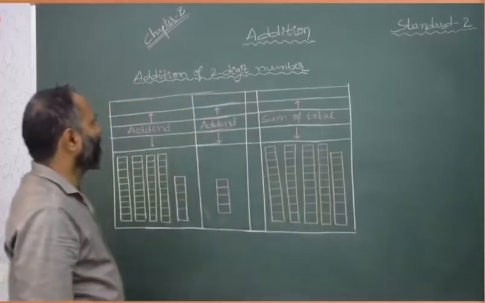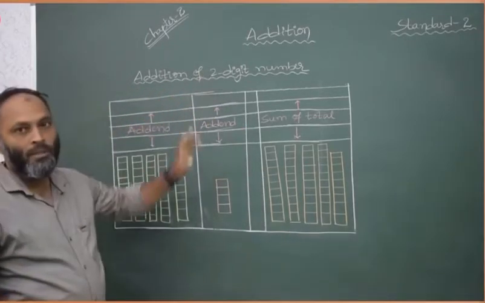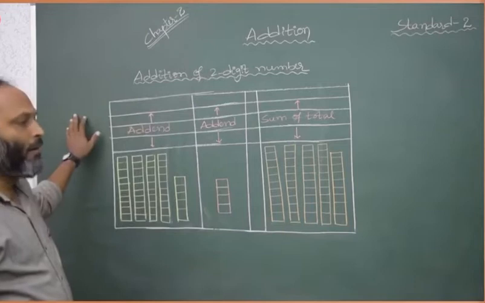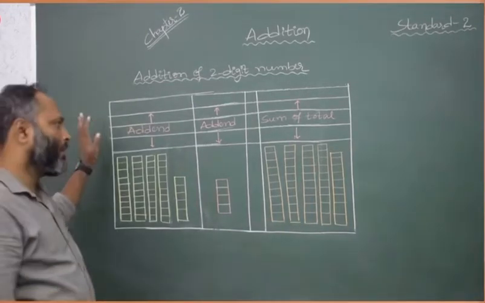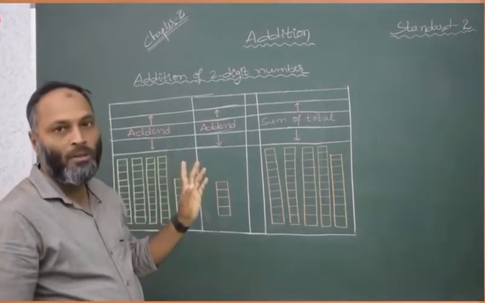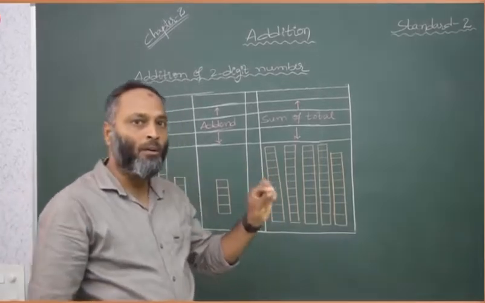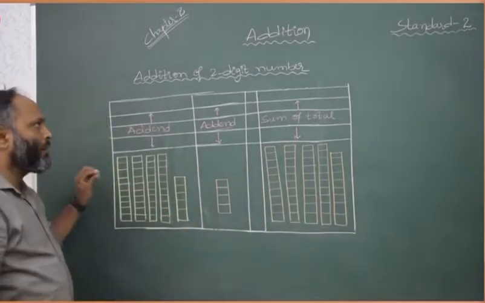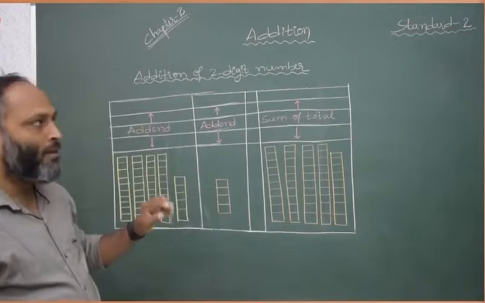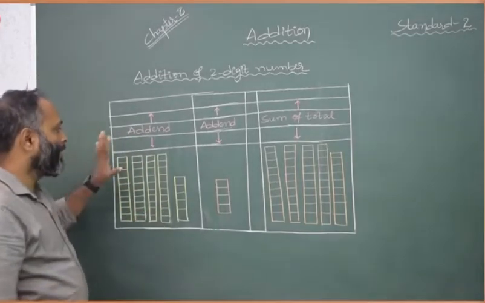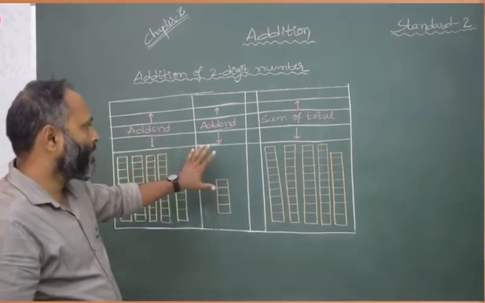Now, here is addition of two-digit numbers. So, how to add two-digit numbers? Here, using blocks, we are going to discuss how to add when two-digit numbers are given. So, using these blocks, here, this is one addend, and this is also an addend.